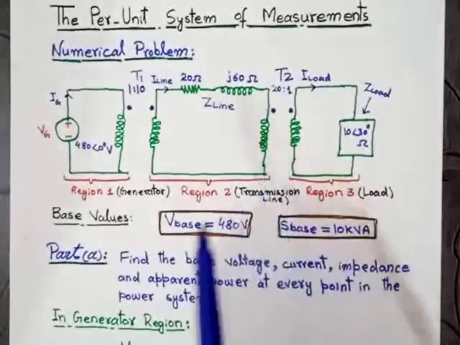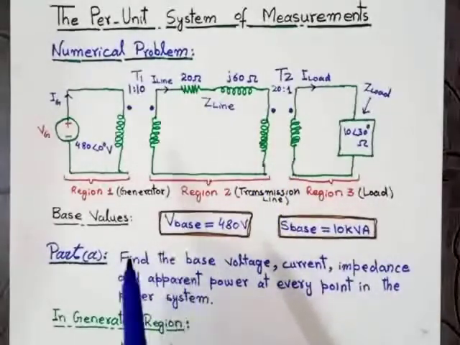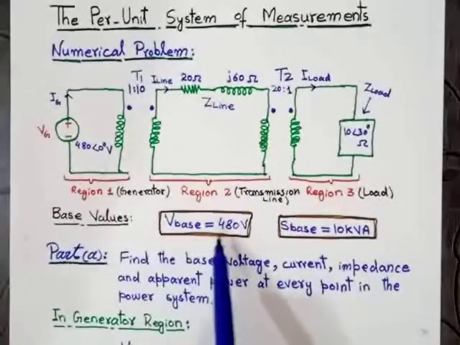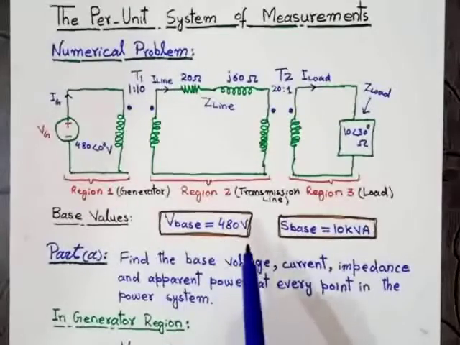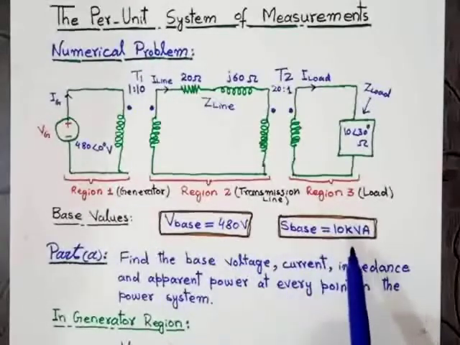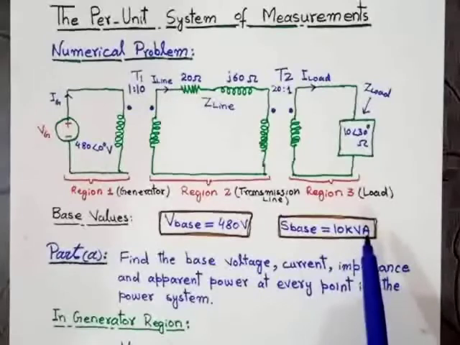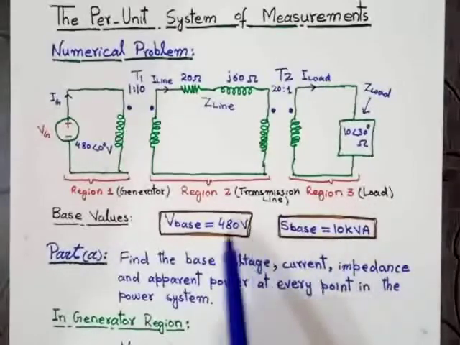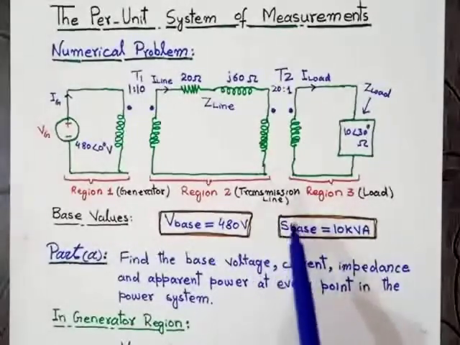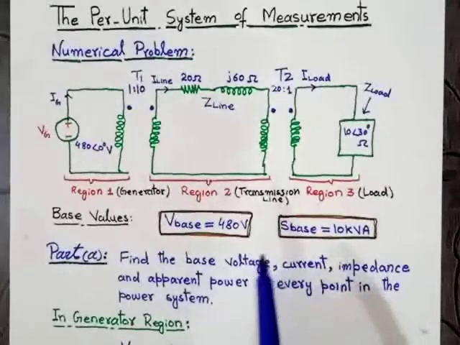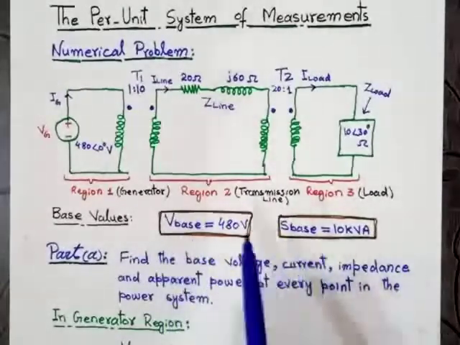So the base values are given here. V base is equal to 480 volt and S base is equal to 10 kVA. These 2 base values are given in this numerical problem. So this is step number 1.